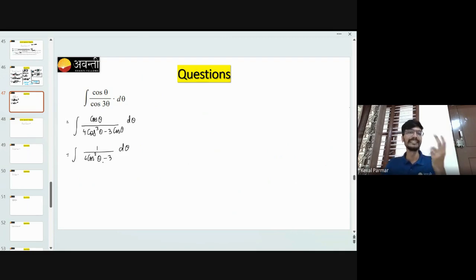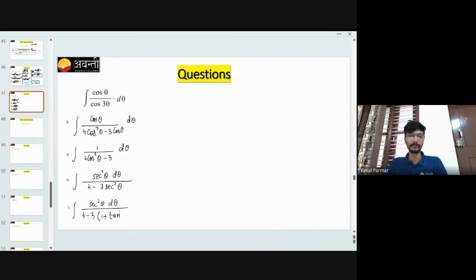So what we'll do is 3 steps. First, we'll divide numerator and denominator by cos square theta. If I divide the numerator by cos square theta, I will get 1 upon cos square theta, which is sec square theta. And in the denominator, cos square will get cancelled, so minus 1 upon cos square, which again we can write as sec square theta. Correct? After that, for this sec square theta, I have to write 1 plus tan square theta. So I can write it as sec square theta d theta upon 4 minus 3 into 1 plus tan square theta. I hope you are getting it.